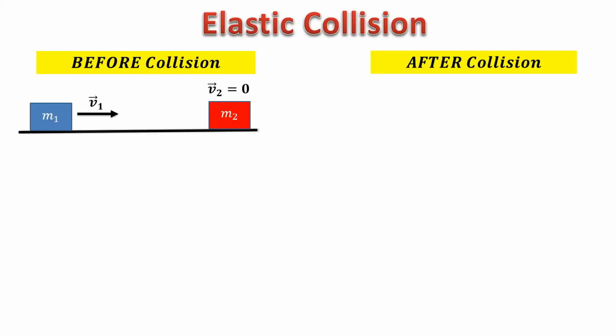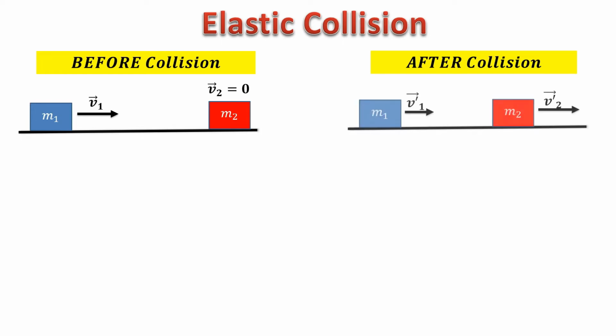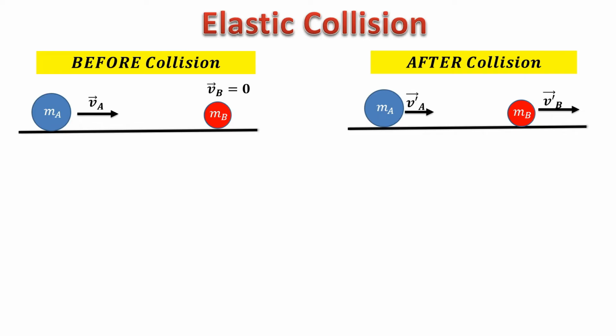So for this experiment, we will prove the conservation of momentum using elastic collision, in which we have two masses. Mass 1 is moving while mass 2 is at rest, and after collision, these two masses move in the same direction with different velocities. So instead of using boxes, we will use balls. So mass A is the big ball and mass B is the smaller ball. Mass A before collision is moving while mass B is at rest. After collision, they will be moving in the same direction but with different velocities.